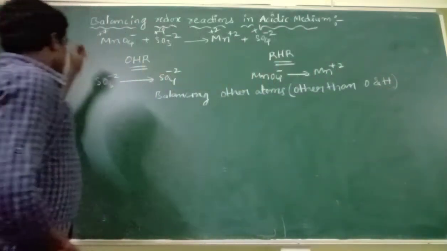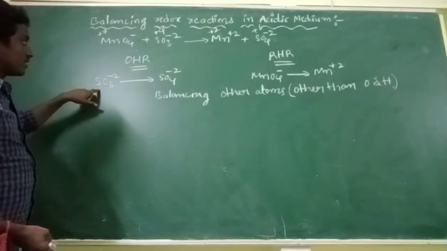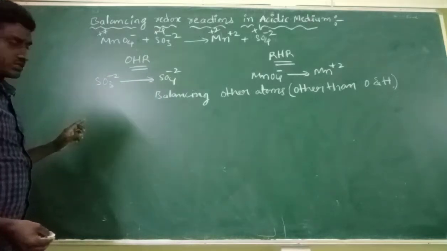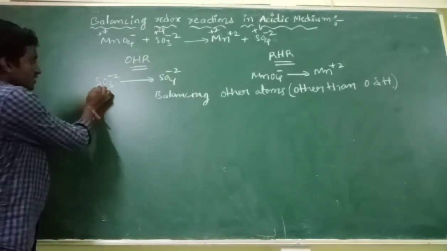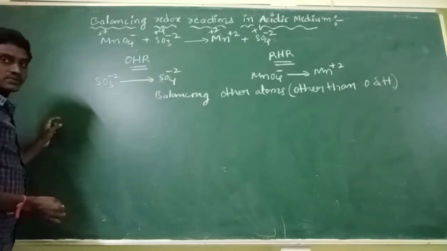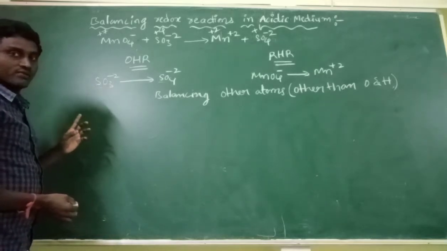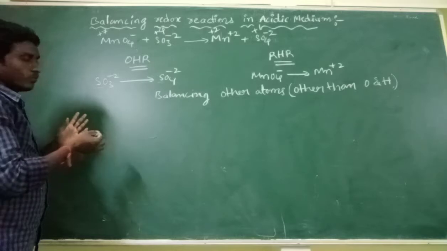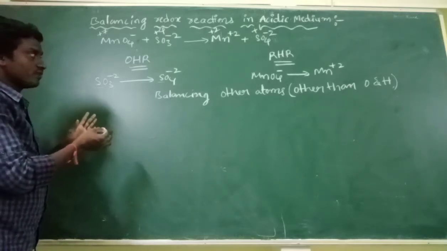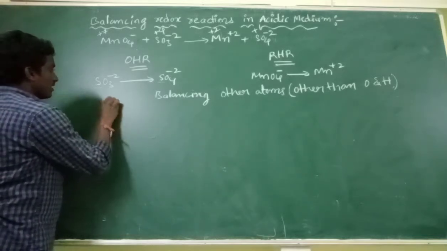So in this oxidation reaction, sulfurs are equal on both sides. Here on the left side of the reaction only one sulfur is present, on the right side of the reaction only one sulfur is present. So sulfurs are already balanced. Already sulfurs are equal on both sides of the reaction. So there is no need to balance sulfur in this reaction. We can write this reaction directly.